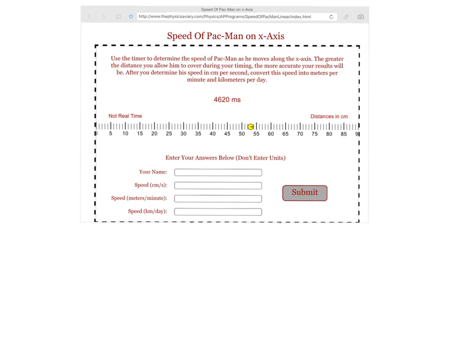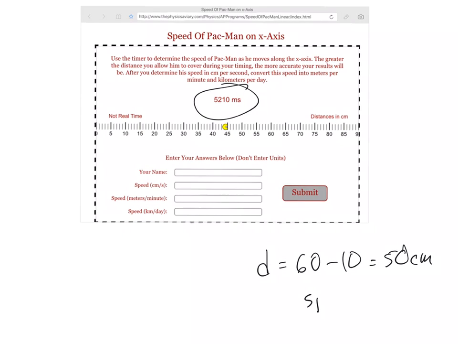I will stop him when the front of him hits the 60. And then he will have traveled a distance of 50 centimeters. I then look at the time and I do my speed. It's going to be my distance divided by my time. I want to put my time into seconds, and then my units for this will be centimeters per second.